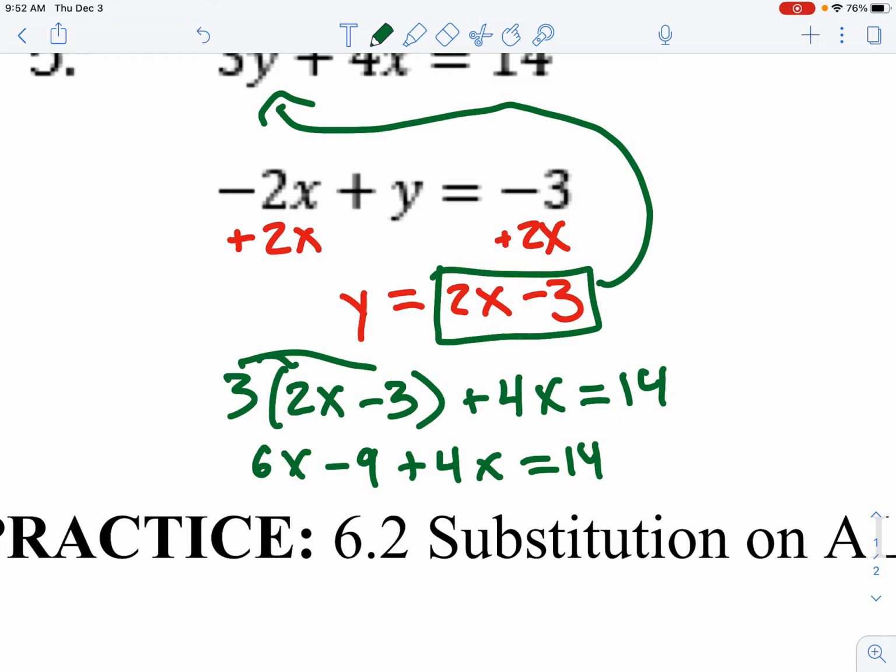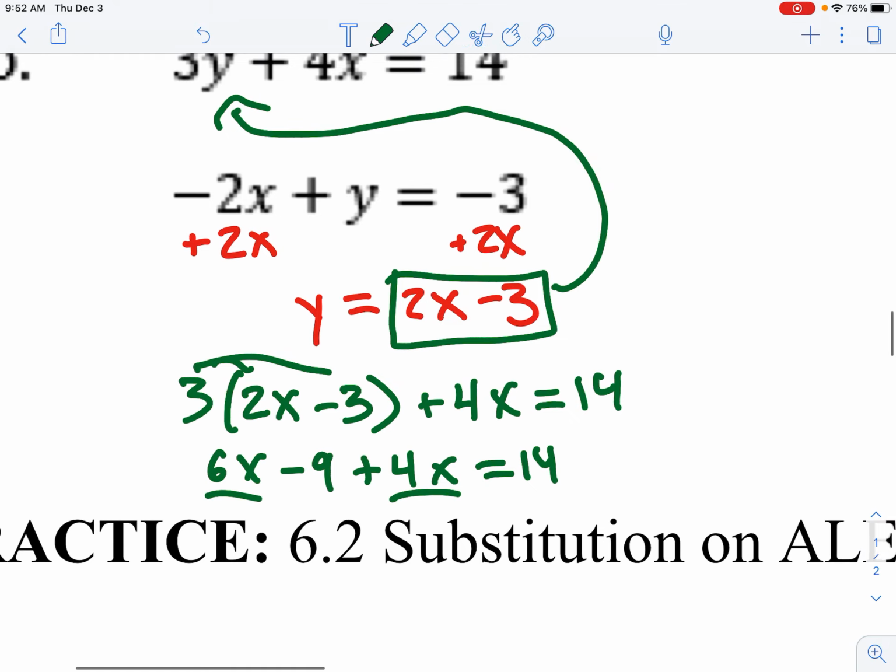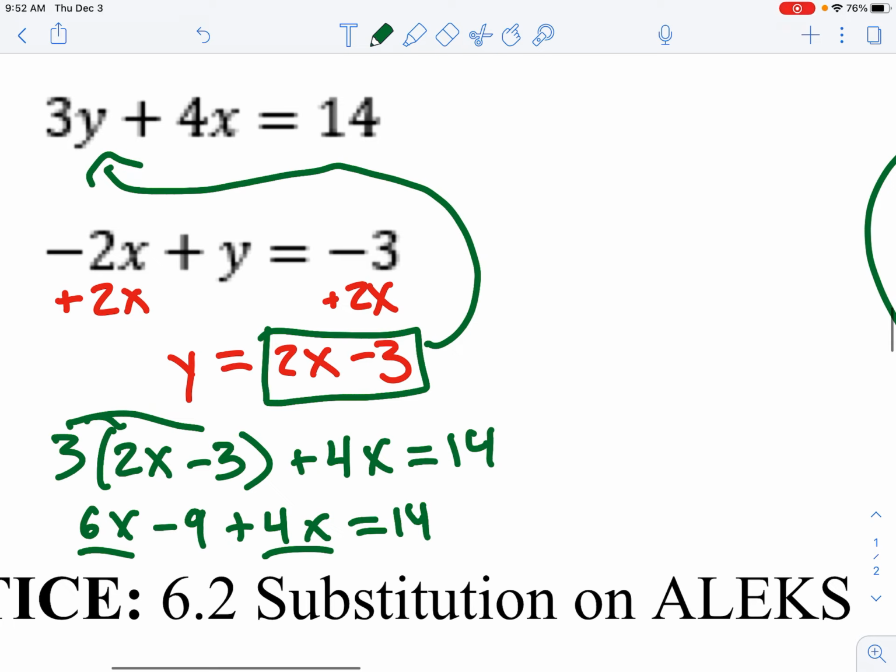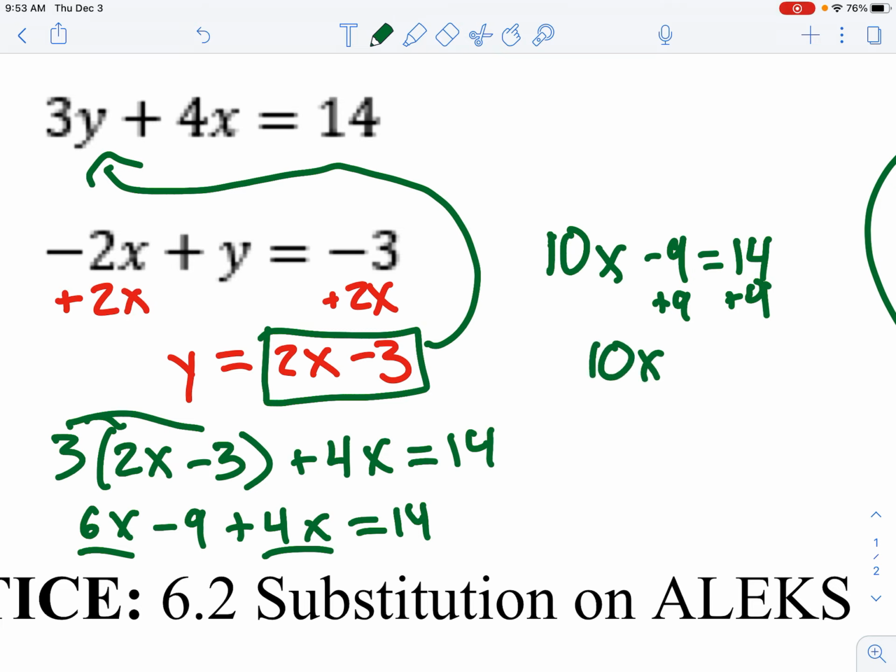So now if I combine like terms with the 6x and the 4x, I will get 10x minus 9 equals 14. Add the 9 over to both sides. We get 10x equals, so 14 plus 9 is 23. Divide by 10, divide by 10. X equals 2.3. And no, we didn't get that wrong.